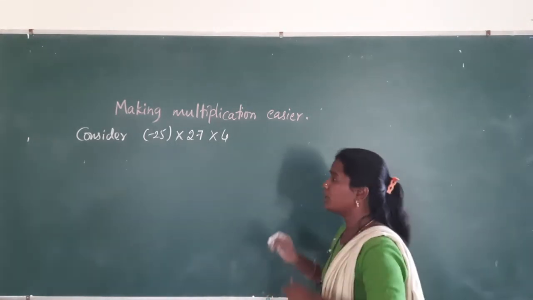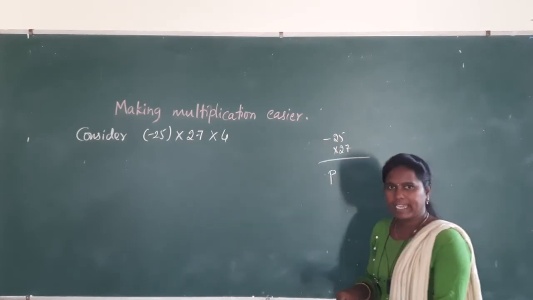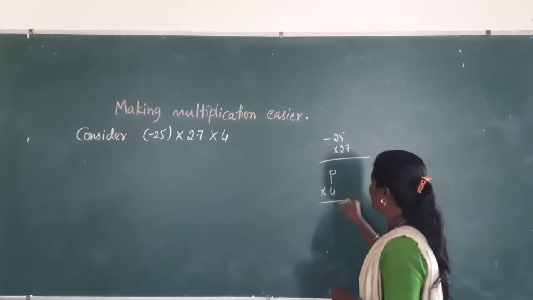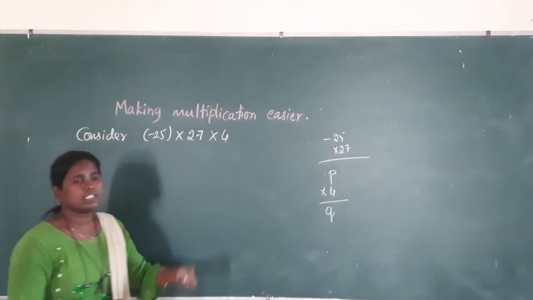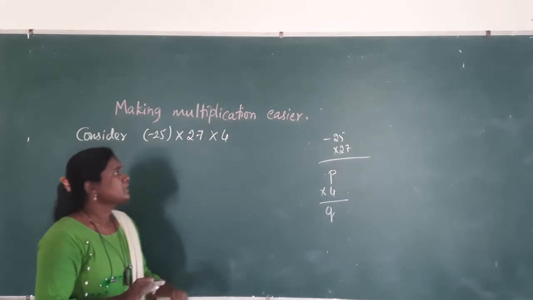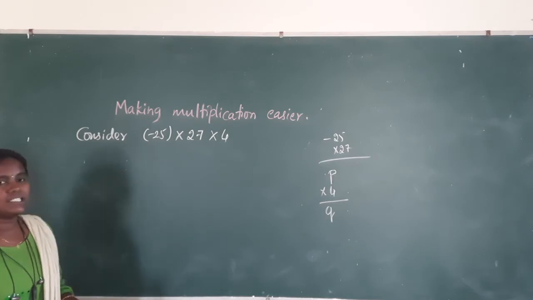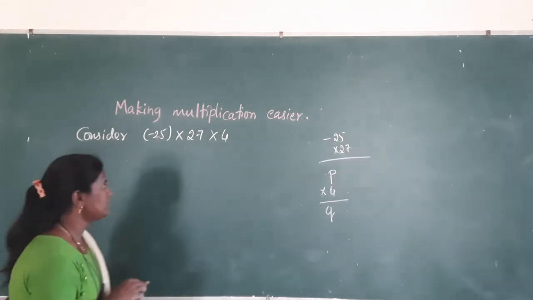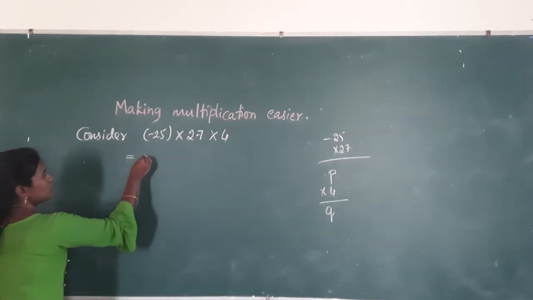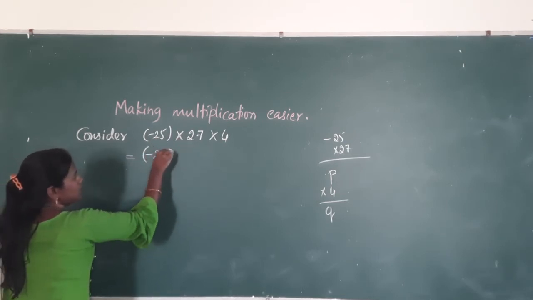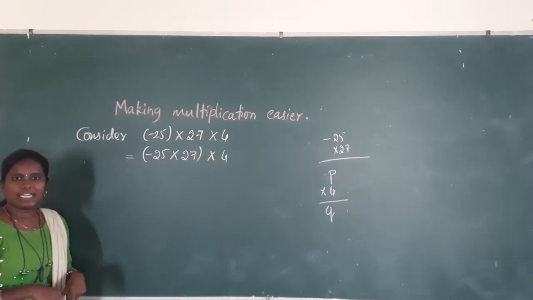With actual multiplication, how are you going to multiply? You can multiply minus 25 into 27 and you are going to get some answer as P. With that P, you are going to multiply 4 and you are going to get the answer as Q here. This is the actual multiplication. But now, without actual multiplication, how are you going to get the answer? There are two methods. See, minus 25 into 27 into 4 is there. One method: once you multiply minus 25 with 27, after getting the answer, you multiply it with 4.